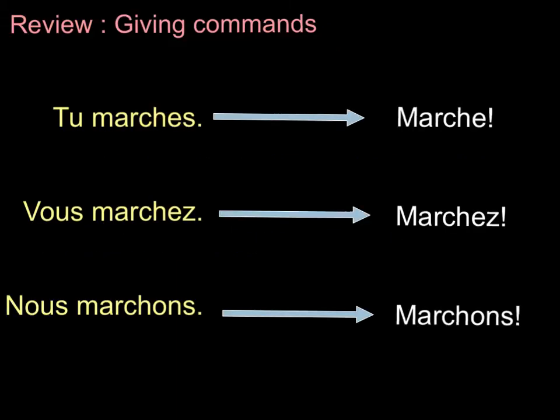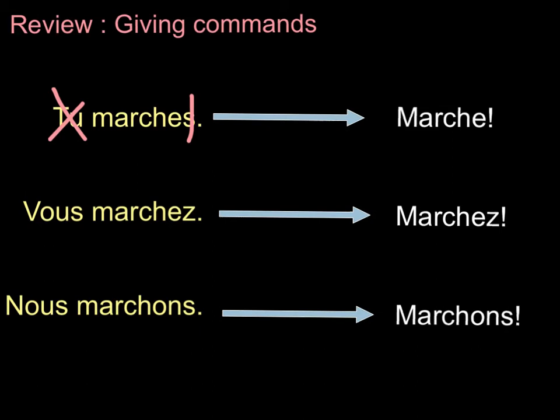Now we've seen how to give commands before. We didn't spend a whole lot of time on it, so we're going to do a little review here. In order to give a command, not with reflexive verbs, just with any other verb, we're using ER verbs as an example. So you have tu marches, you walk, okay? In the command, we do two things. The first thing is we drop the subject. So we get rid of tu. And in the tu form, it has a special rule. You get rid of the S at the end. So it turns from tu marches to marche. So you're telling someone, walk, marche.